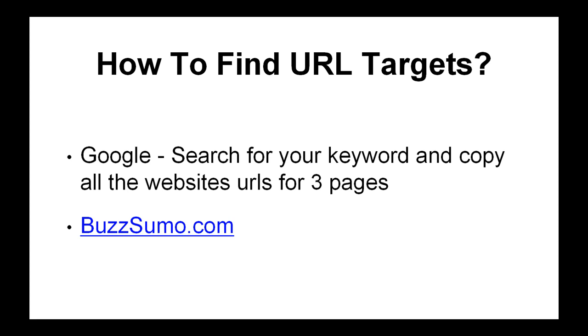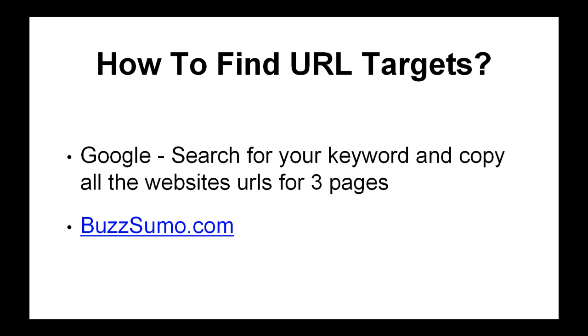The second thing is to get URL targets, and to get URL targets, we'll use Google also. Head to Google and search for your keyword, then open each website URL for 3 pages or so, and copy each URL off of them, and save it in a new text file like you did in the keyword targets. These websites are ranked in Google, so they get a lot of traffic every day. So we will use them to get URL targets.